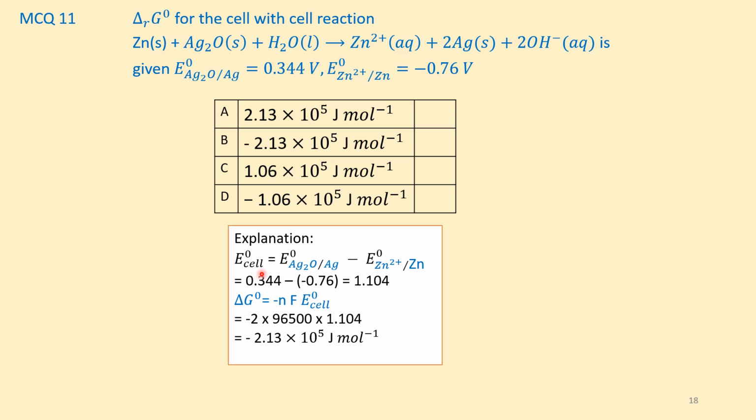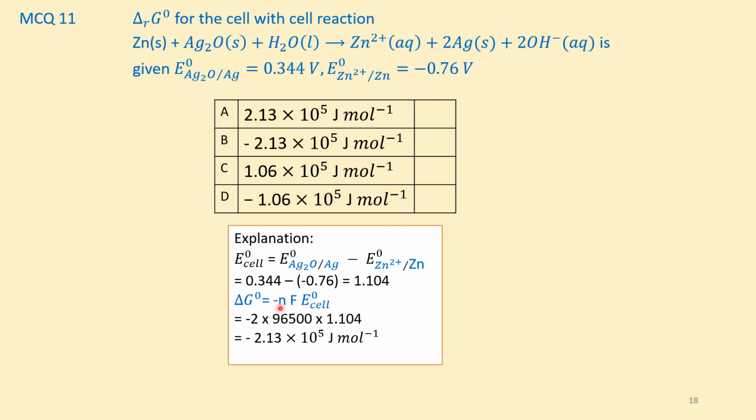E naught of cell, we know, is equal to E naught of cathode minus E naught of anode. So E naught of cell is equal to E naught of Ag2O to Ag minus E naught of Zn2+ to Zn. Here Zn is the anode. E naught of Ag2O to Ag is given as 0.344 and E naught of Zn2+ to Zn is minus 0.76. Substituting the values, minus of minus becomes plus. So E naught of cell is equal to 1.104.